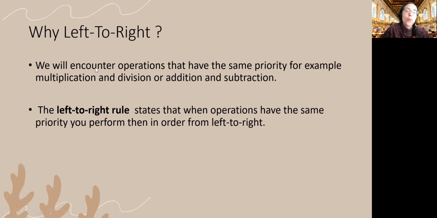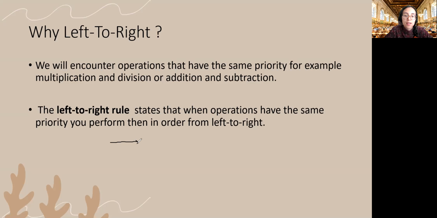Okay, now remember we talked about how multiplication, division, addition, and subtraction have the same priority, meaning that multiplication is not more important than division, and addition is not more important than subtraction, and they take the same importance when we have them in an expression. So when we encounter these operations that have the same priority, we're going to follow the left to right rule. And this states that when the operations have the same priority, you perform them in the order from left to right, kind of like how we read.